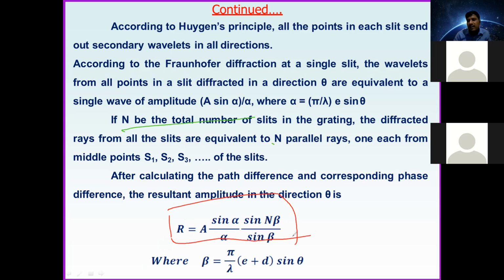What is the amplitude condition? We can clearly see that this is a single slit and this is a double slit. What was the change? Tell me, Nana. They kept beta and just multiplied it with n. The condition is the same: R is equal to sin alpha by alpha times sin.